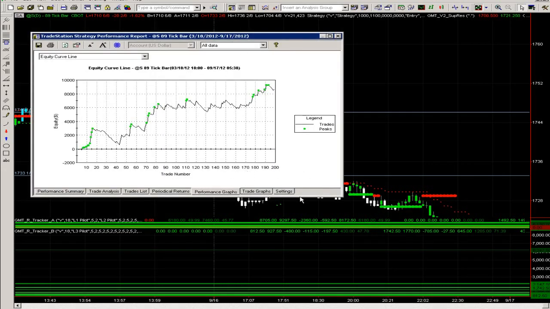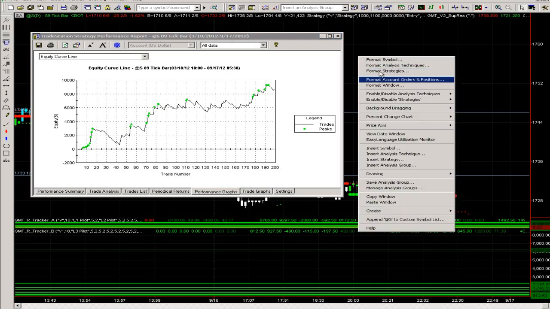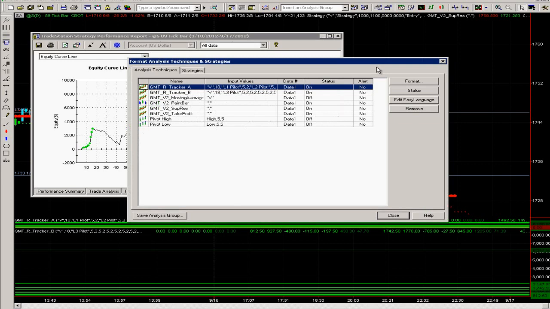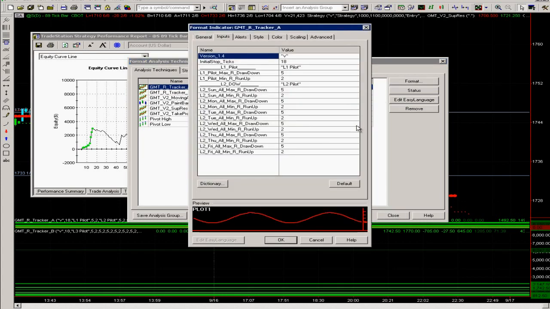So we'll just go back into the indicator, because we've got to go back in there. We've got to go Format Analysis Technique, and go to our GMTR tracker A, go Format, and what we're going to need to do there is we'll go 7, which is about 1050. So we'll put that at 7, and we'll leave that at 2 for now. So we'll just leave it at that for a minute.